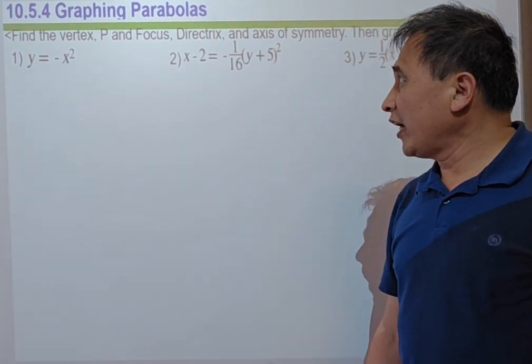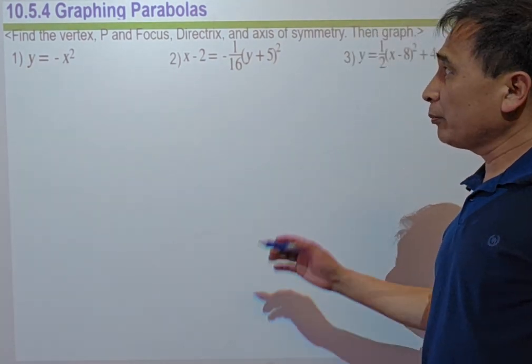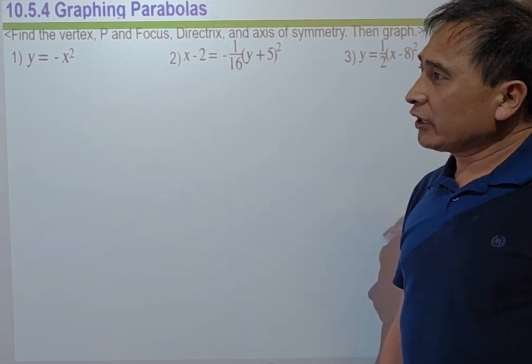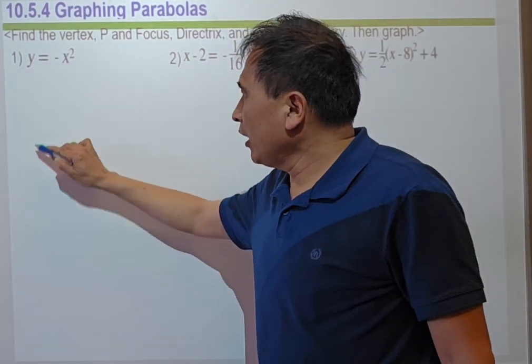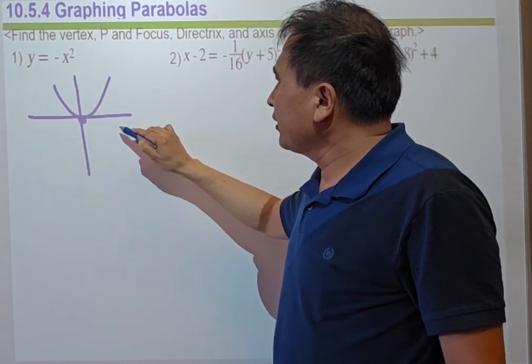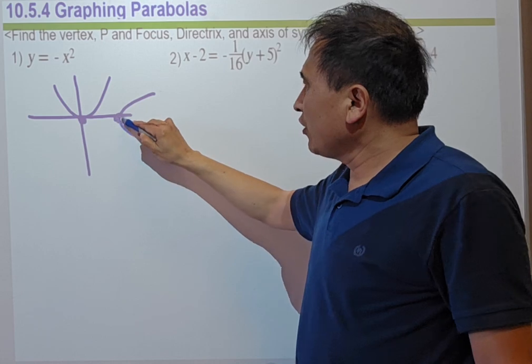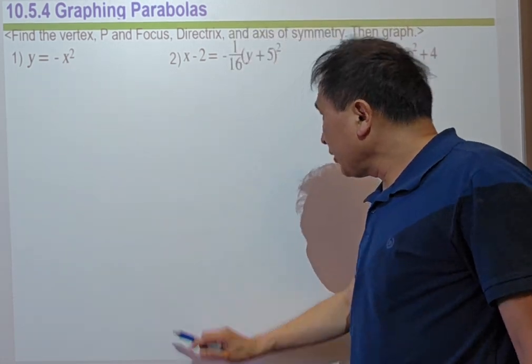Hi, today we are going to find the vertex and p-value and focus on the directrix and the axis of symmetry of the parabola. All other conic sections start with the center, but for a parabola we always start with the vertex. So let's find the vertex first.